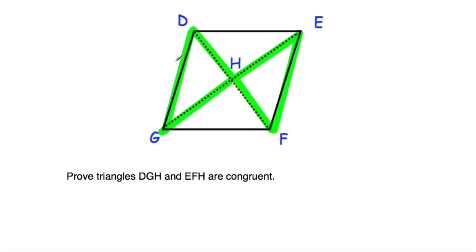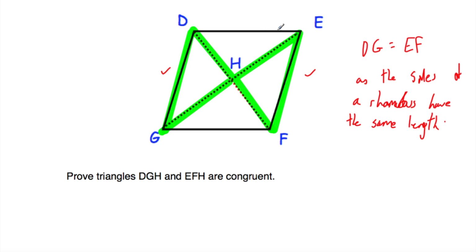The fact that we've got DG, so that's one side of a rhombus. Now remember, a rhombus is a pushed over square, so all four sides have got the same length as each other. This side would have the same length as this side. So we could write that down, that DG equals EF. Okay, so we've said that DG equals EF as the sides of a rhombus have the same length.